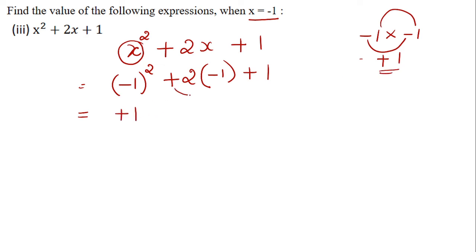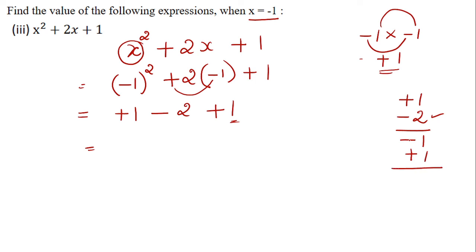Now over here, plus into minus is minus, 2 ones are 2 plus 1. So that's equal to plus 1 minus 2. Two different signs. Put the bigger number sign and subtract. 2 minus 1 is 1. And then we have this plus 1. Two different signs. Minus 1 and plus 1 is 0. So the answer is 0.